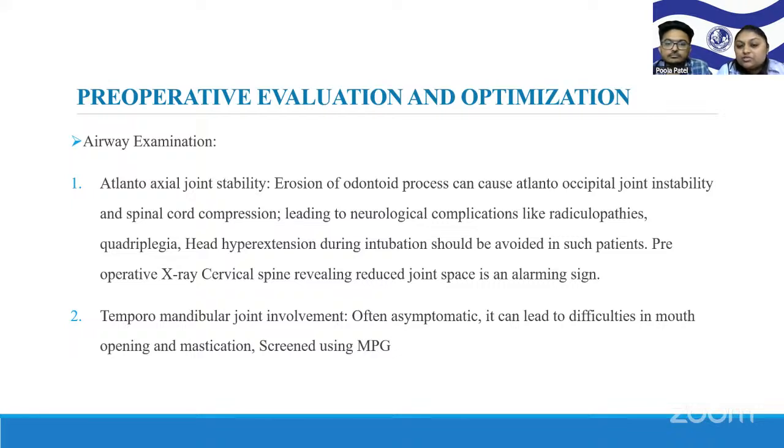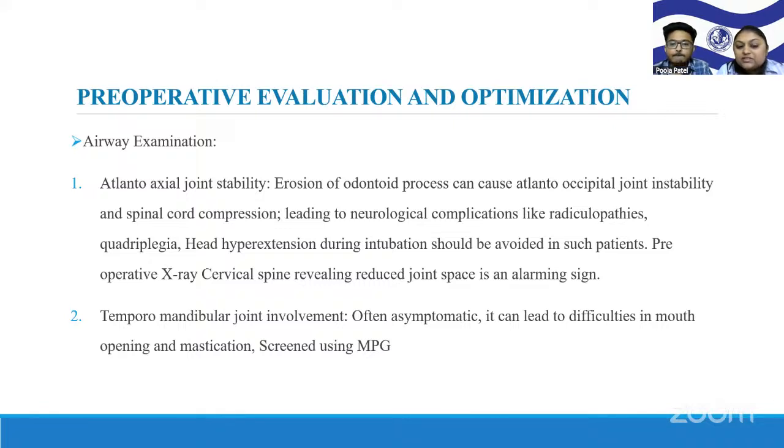In cases of erosion of the odontoid process due to rheumatoid arthritis, there can be instability of the cervical spine, which can lead to spinal cord compression and certain neurological complications like radiculopathies or quadriplegia. Also, we have to take care while giving general anesthesia to the patient, because head hyperextension during intubation in such cases can lead to spinal cord compression. So, sir, we can screen the patient preoperatively with a radiological investigation to look at the joint space.